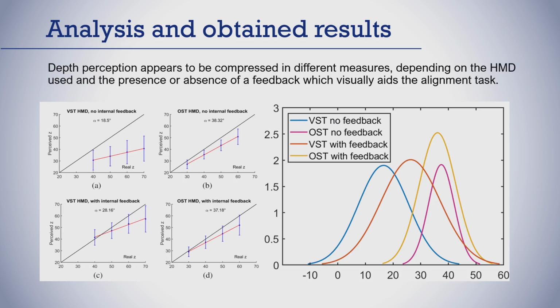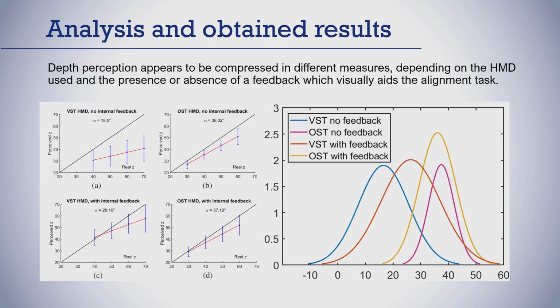This is another representation of the same data. Basically, we obtain a linear fitting of all the trials by plotting the perceived distances on the vertical axis and the real position of the objects on the horizontal axis. So in the ideal case, all the trials should be on the bisector, because if it shows something, for example, at 10 centimeters, you should perceive it at 10 centimeters, and so on.